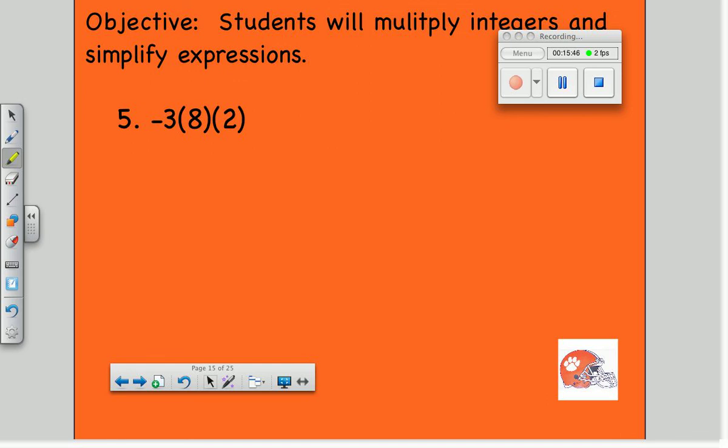Hate to love. That's bad. Negative 24. And we still have to multiply by 2. Hate to love. That's also bad. 24 times 2 is 48. Negative 48.